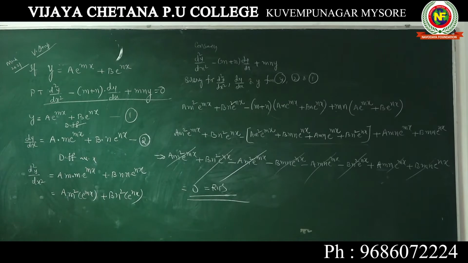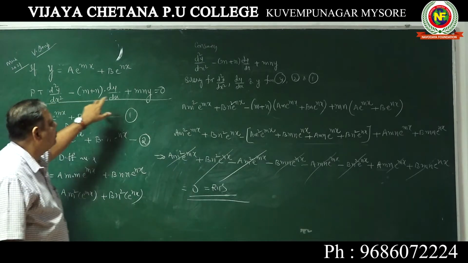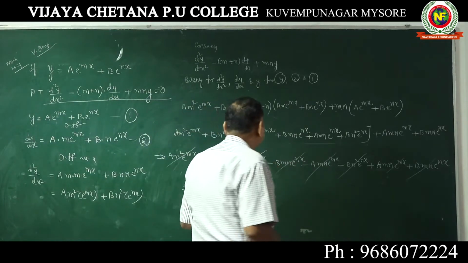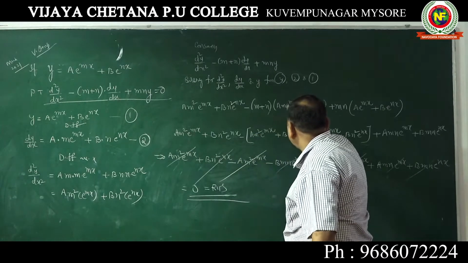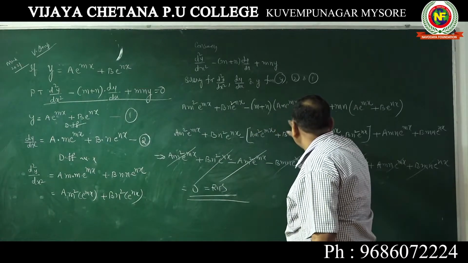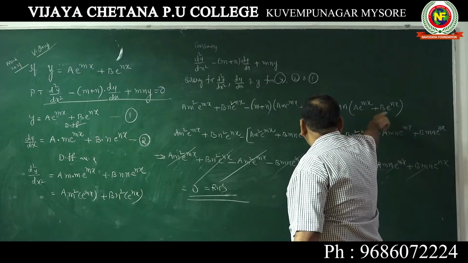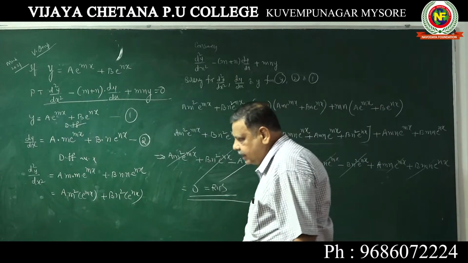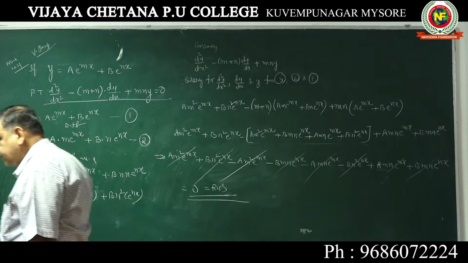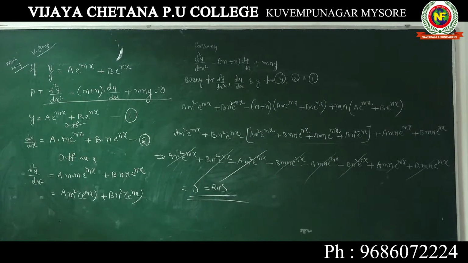We ought to take dy by dx, take d square y over dx square, take this and substitute there. Everything you just substitute, simplify, and you will get the answer. Here simplification is very important. This into this, this into this, this into this, afterwards this into this into this, all the things get cancelled and you will get the answer. I hope all of you understood. Shall we go to the next problem?